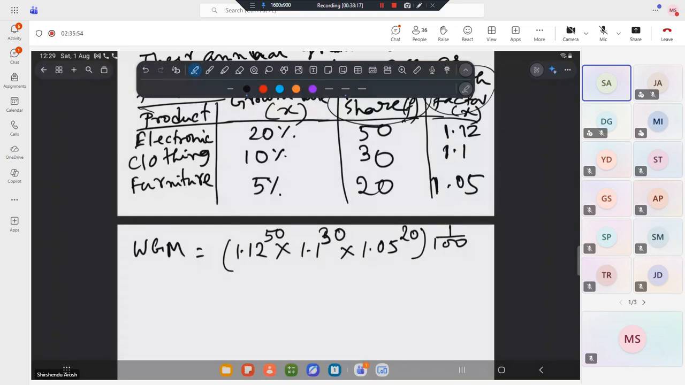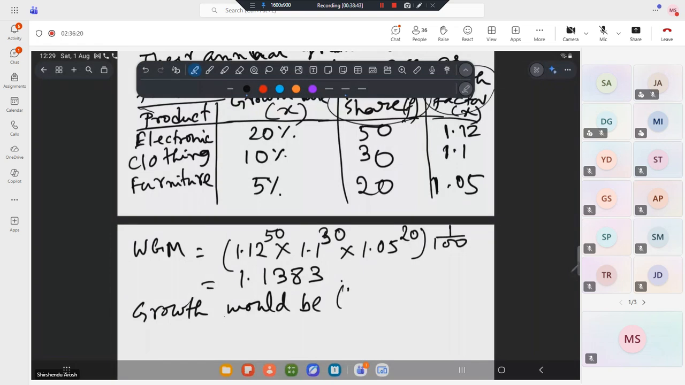You can quickly put it in a computer and solve this, or you code it, or you just divide this in terms of the logs and solve that. That is up to you. So I guess finally it should be something like 1.1383, something like this. And so the growth would be 1.1383 minus 1 multiplied by 100%. It is nothing but 13.83%. So this is typically the GM example, right?